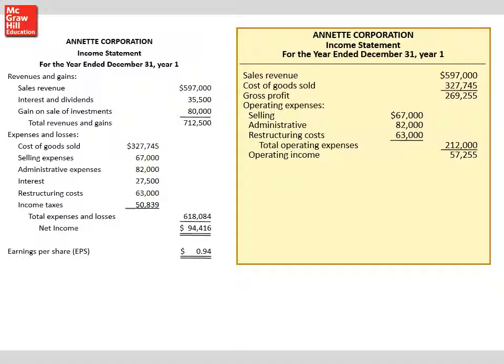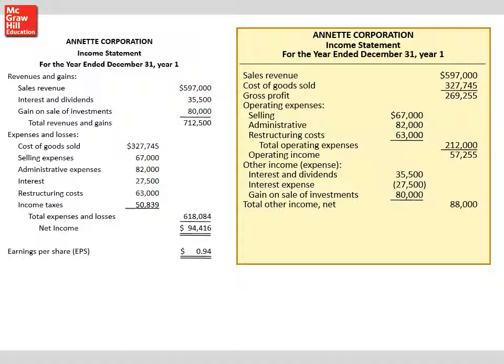Now we'll add income and expense items from financing and investing activities. Interest and dividends are from investing. That's money we made off of our investments. Interest expense is from us financing our business. And gain on sale is from investments. So we'll add the two positives, subtract the negatives. Overall, total other income is $88,000.